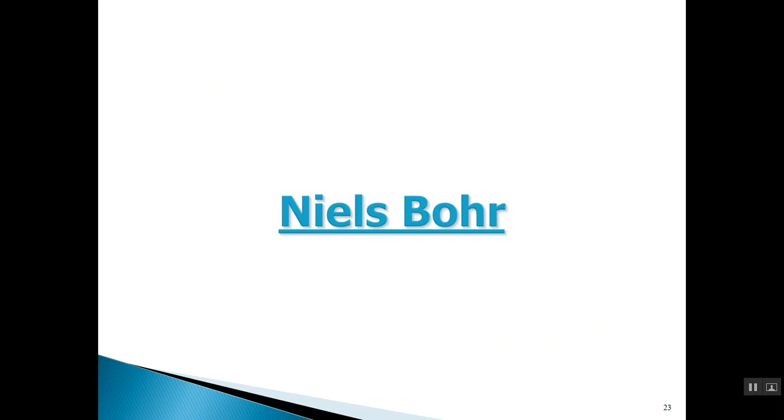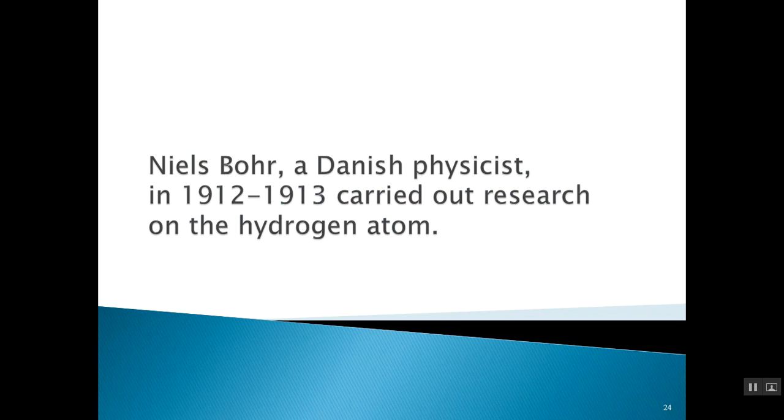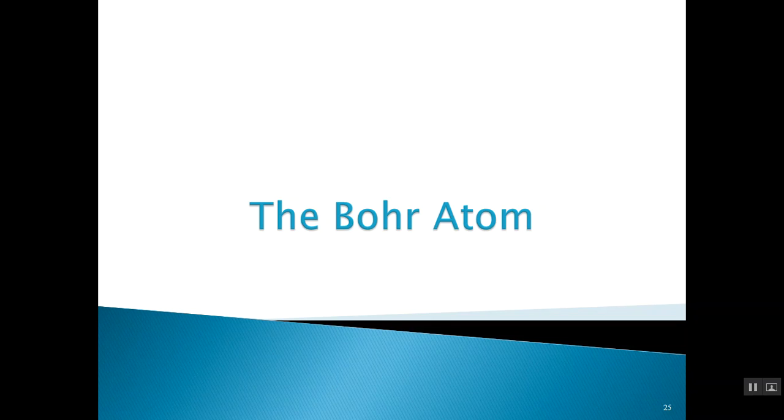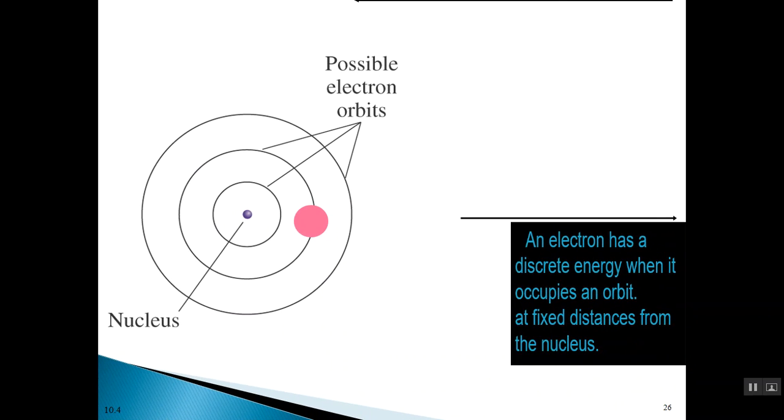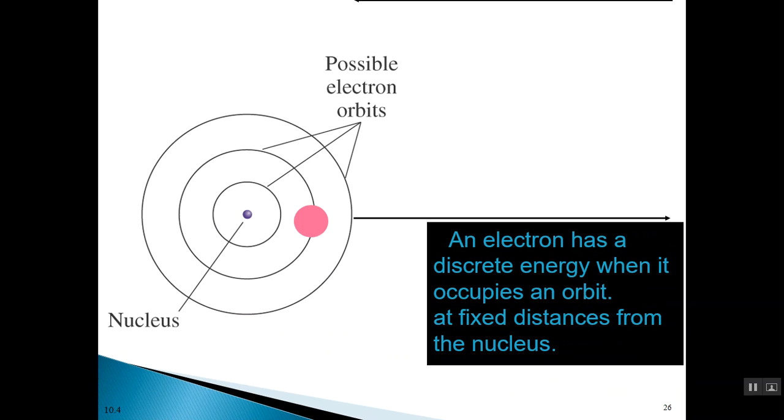Okay, so let's talk about Niels Bohr. He's the person who came up with a model to explain the observations that we saw. So he carried out research on the hydrogen atom, and he came up with a model of the hydrogen atom. And basically what you see here is a model, right? You have the nucleus here, and then according to Bohr, the electrons will travel in well-defined elliptical orbits surrounding the nucleus, all right? So in the hydrogen atom, that would be one electron.